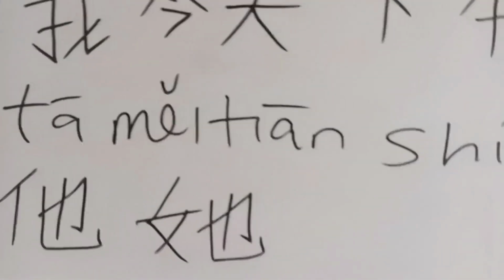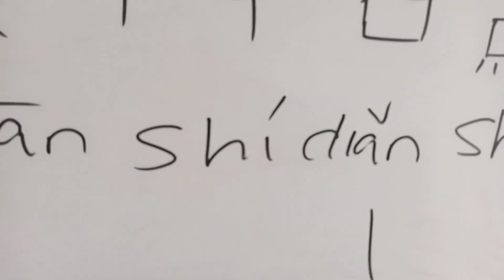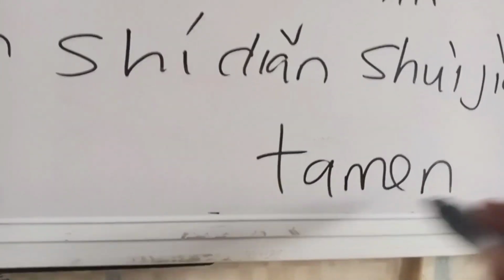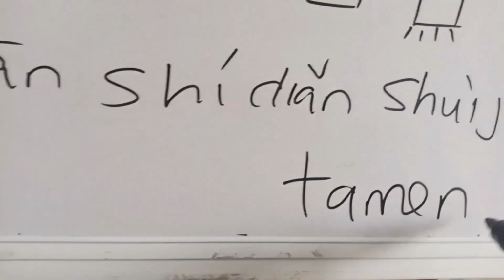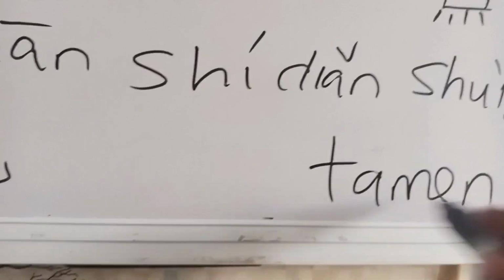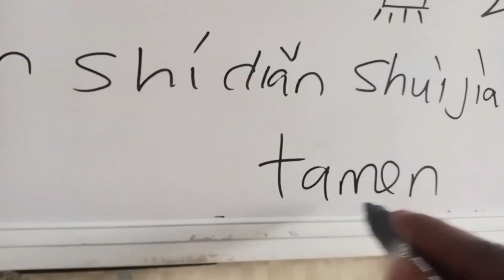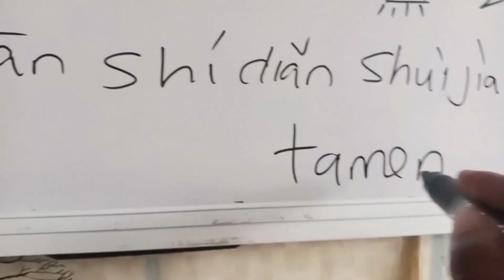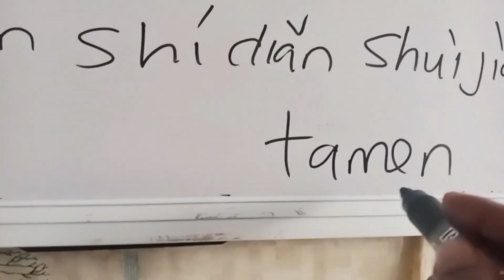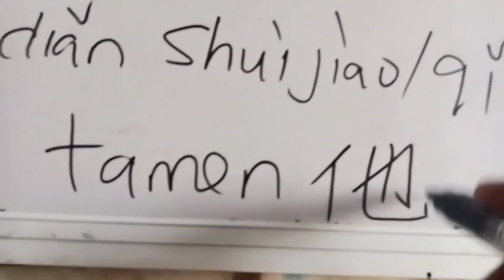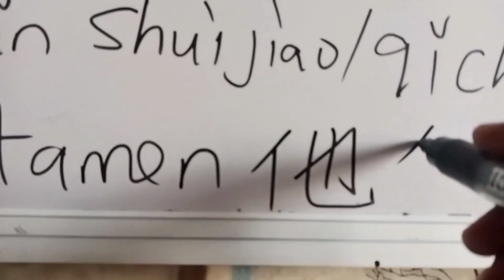If it is plural, it will be tamen. This is tamen. Remember I said men is a plural marker. It's used to make a word plural. Haizi is child. Haizi men is children. Pongyo is friend. Pongyo men is friends. So tamen is they. Now, if they are all men, you say tamen. This is ta first of all. Then men.